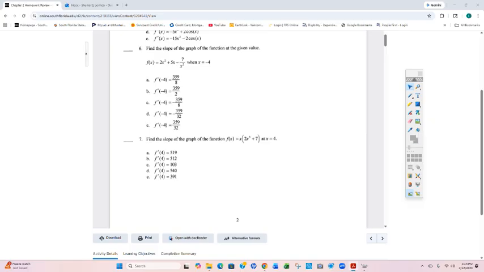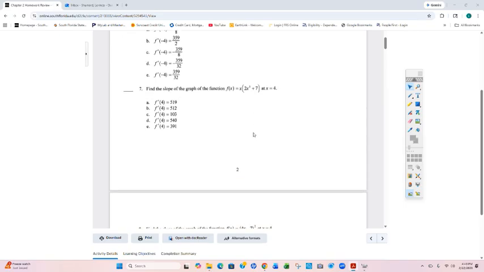The correct answer is D, and that came from section 2.2. Number 7, find the slope of the graph of the function f of x equals x times, in parentheses, 2x cubed plus 7. So x, open parenthesis, 2x cubed plus 7, close parenthesis, at x equals 4.